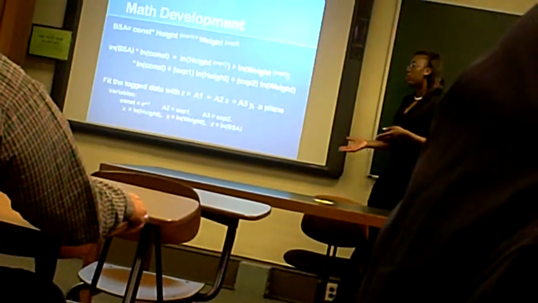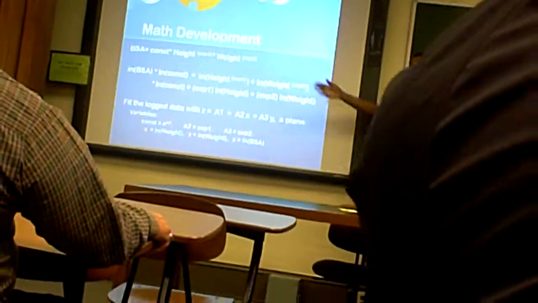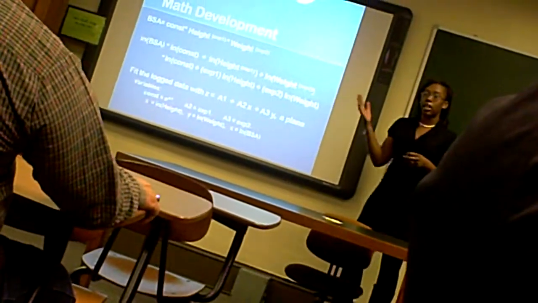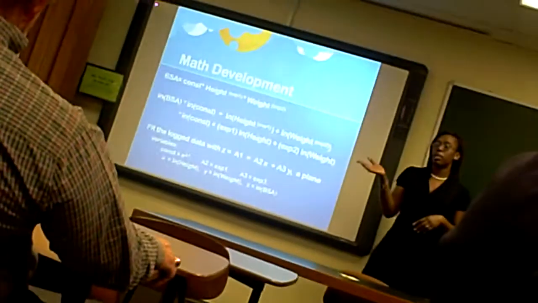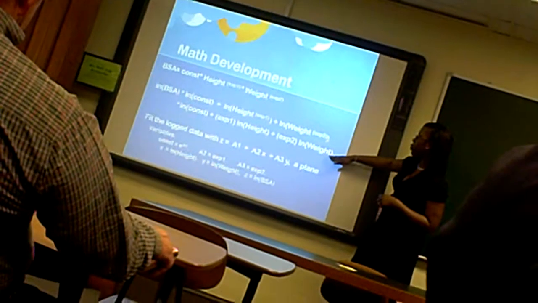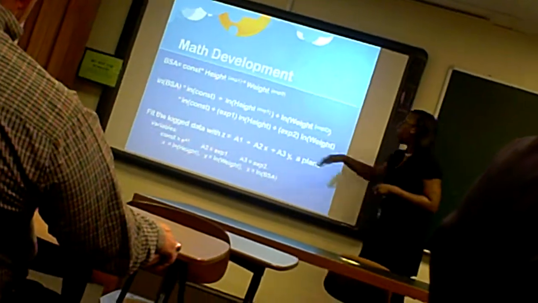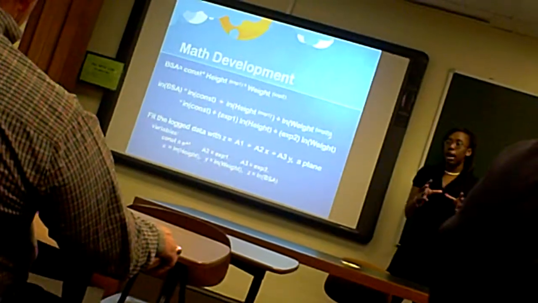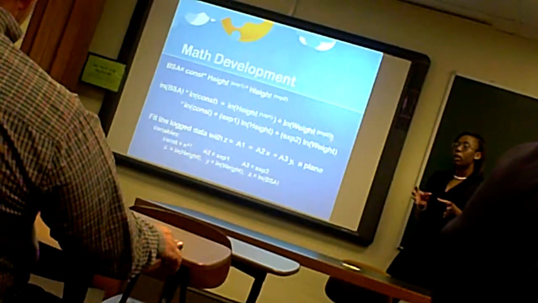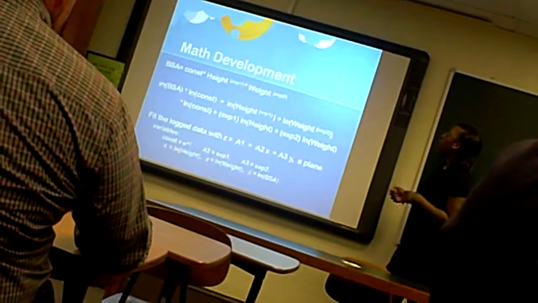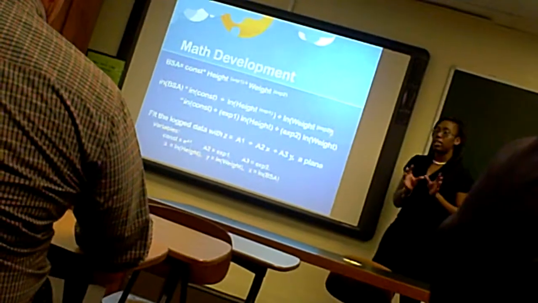So the math I used to develop my equation is that I started out with the general form of the body surface area equation, which is constant times height to an exponent times weight to an exponent. And then I applied the natural log, and I used logarithmic properties to bring the exponential down. It's important to note here that I also created a 3D graph, and I used data points of log BSA, log height, and log weight. And I applied a fit of plane to those data.